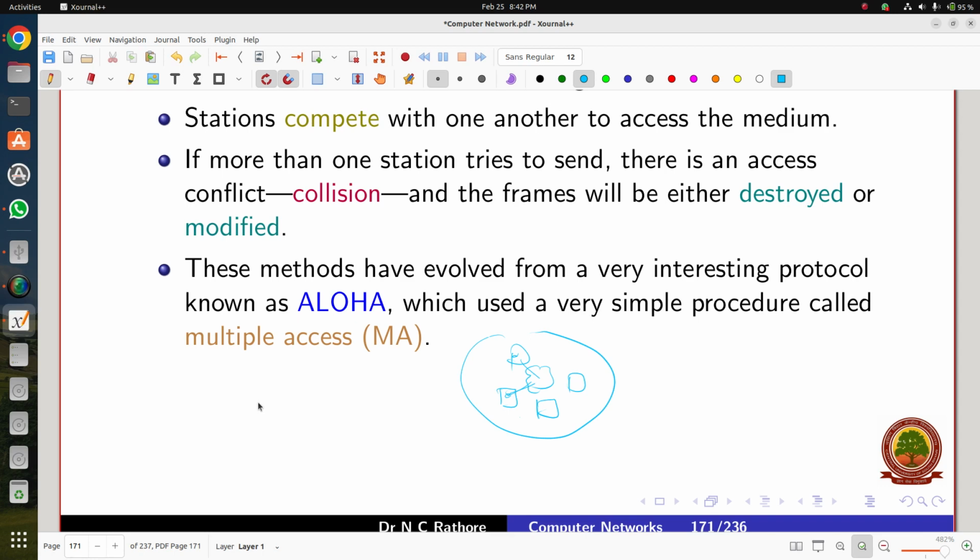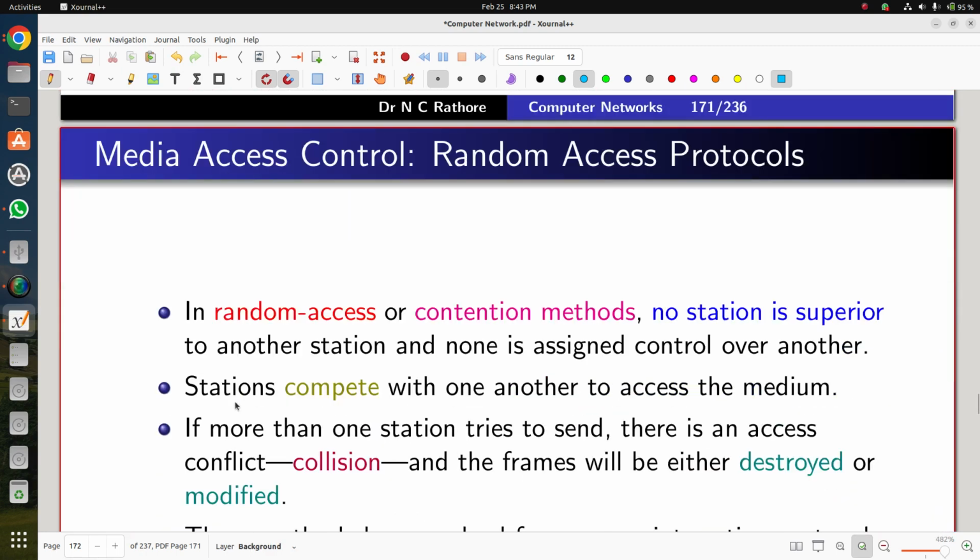And then people started improving on this ALOHA and came up with different protocols that were incremental improvements of this protocol. So you can say this is the ancestor protocol for the majority of the contention based protocols.